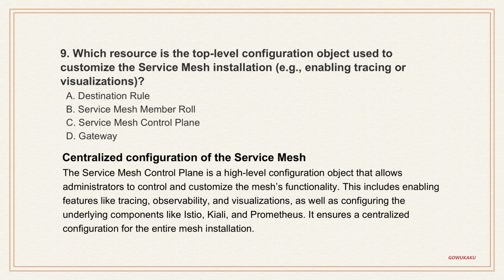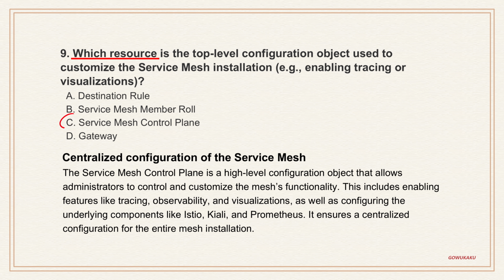Speaking of global control, a service mesh is a huge piece of software itself. How do we manage the actual installation? The control plane, the brain that distributes all these policies, that must be configurable too. It certainly is. That customization is handled by the top-level configuration object, often called the Service Mesh Control Plane resource. So this isn't for my application, this is for the mesh itself. Precisely. It's where you customize global mesh features. Integrating observability tools, setting default sidecar behavior, managing metrics collection, ensuring tracing is enabled. It's the central nervous system for the whole deployment.